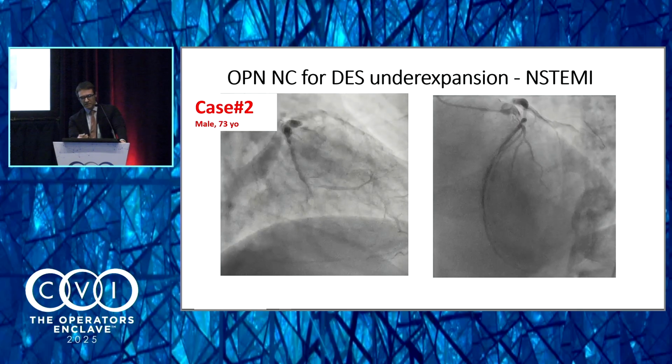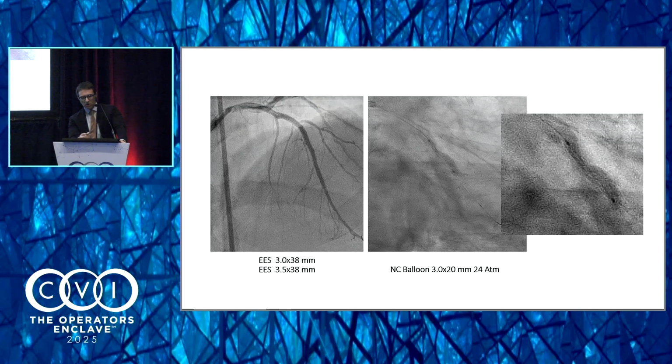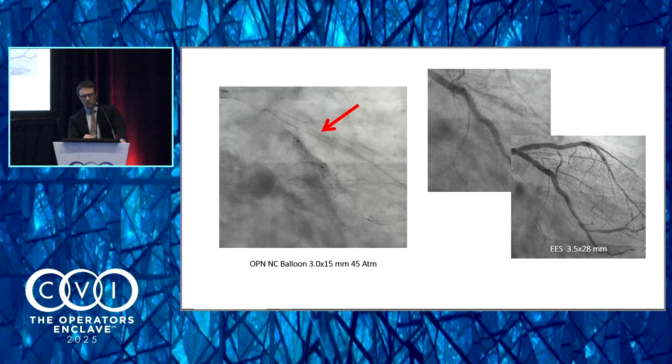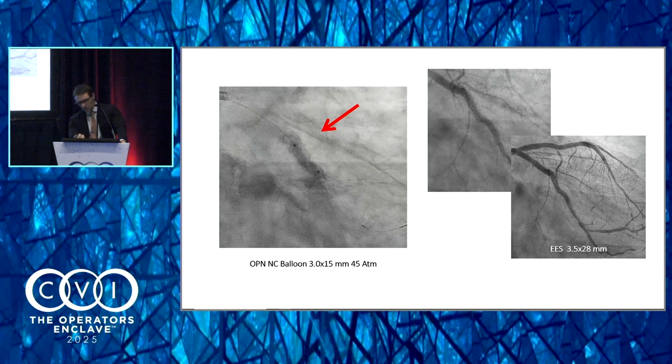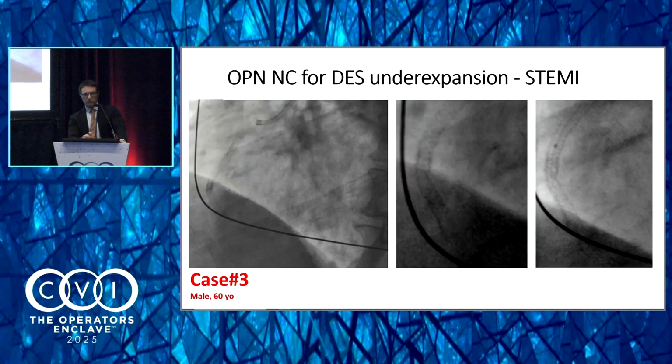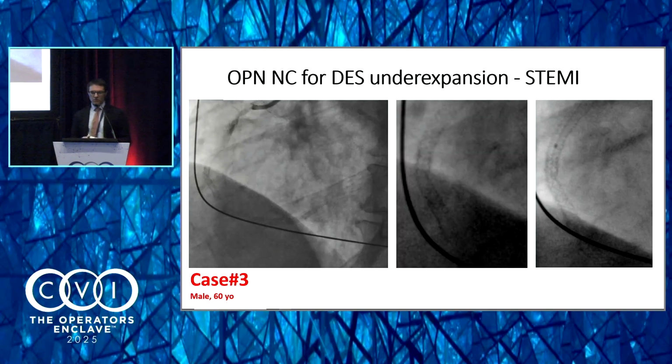There's a clear stent failure, because the stent, in acute coronary syndrome, is what you have. In most of the cases, the stent failed because it was not well expanded. And this is what you can see, that dog bone effect. And this is one of the first uses of the OPN NC, 45 atmospheres off-label. We didn't know at that time. We still perform with 45 atmospheres, but not in every case.